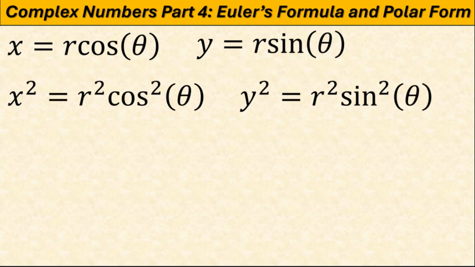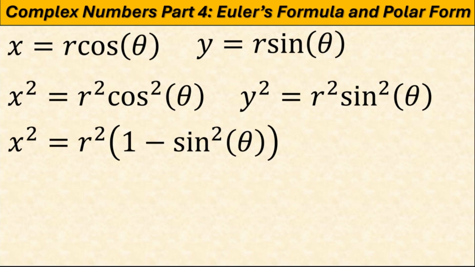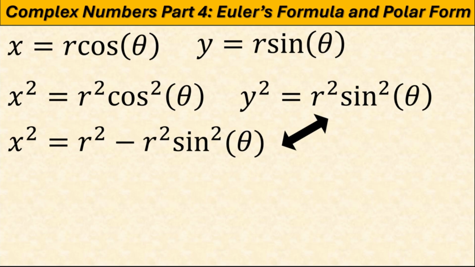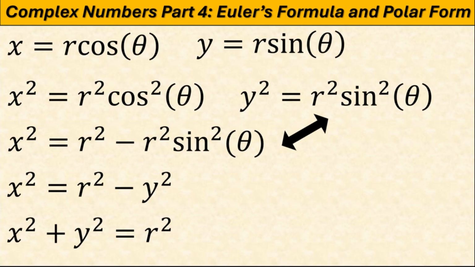Squaring both sides of both equations gives this. And if you know some trigonometry, you know that cosine squared is equal to 1 minus sine squared. Expanding this, and seeing that these two terms are equal to each other, leaves you with this, which can be rearranged as follows. We have that x squared plus y squared is r squared, and, remembering part 3, that is exactly how the radius is defined.